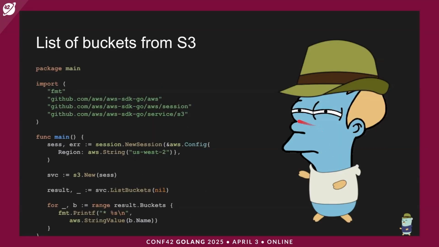So we have some external dependencies. We are introducing some generic library for AWS. We have sessions because we need to authenticate. We have S3 itself. Then we create a session, create a new service, and call list buckets, and then go in a loop to print all of these buckets. Very simple code. What can go wrong? Nothing can go wrong, but what will be the result?